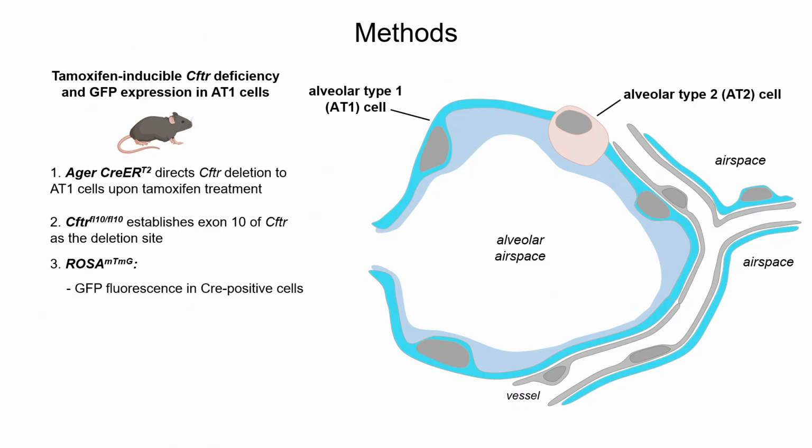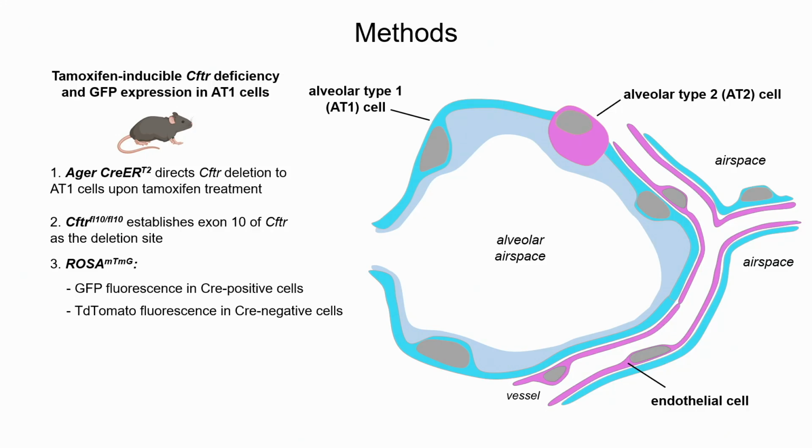Cre-positive alveolar type 1 cells, which in the coming slides I will be showing with a cyan pseudocolor. And it will also direct tdTomato fluorescence to Cre-negative cells, which I will be showing in magenta pseudocolor. And of course, our littermate control mice will have all the transgenes except for Cre.